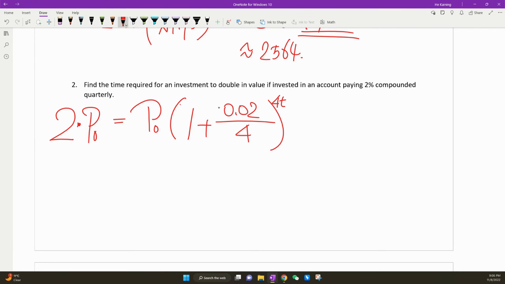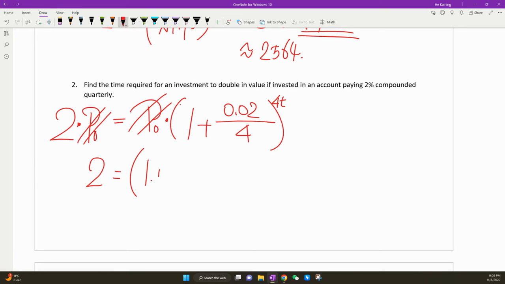Based on this, let's compare the left side and right side and see what's the first thing that you can get rid of. You can get rid of the P naught, right? So these 2 can be gone. Okay, after your simplification, you have a 2 on the left side.